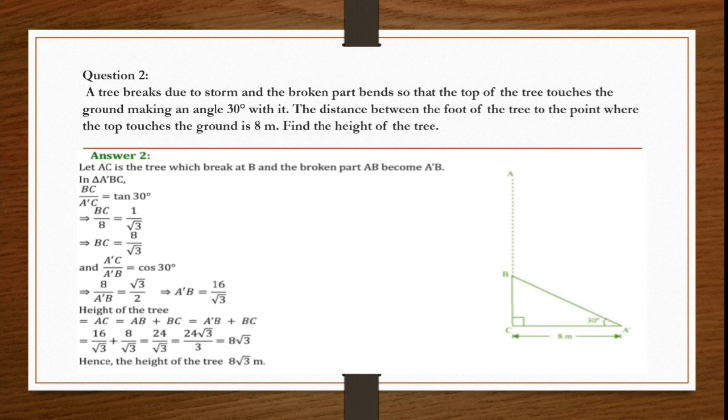So look at the solution. AC is the tree which breaks at B and the broken part AB becomes A dash B. That means this part and this part are equal in length.